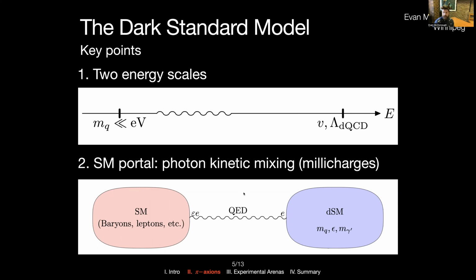Now, point 2, the coupling to the standard model. We're taking the dark photon and the standard model photon to have a kinetic mixing. And so it's the QED sector which couples the standard model and the dark standard model. And this photon kinetic mixing serves to generate millicharges of all the dark particles, such as the dark charged pion.